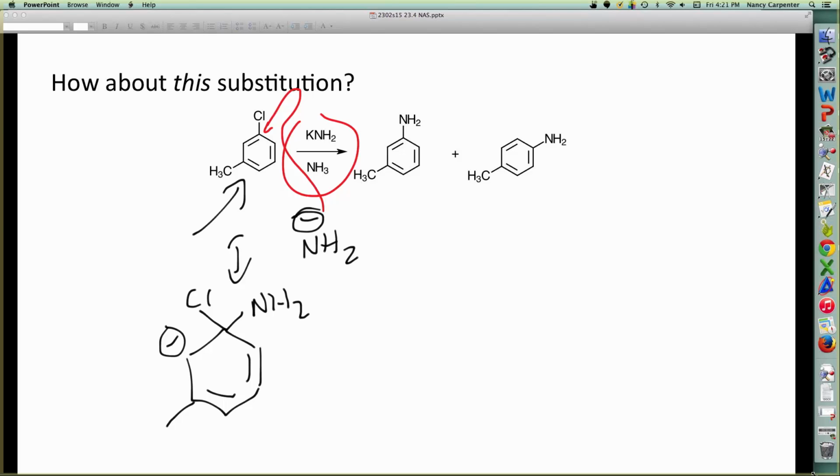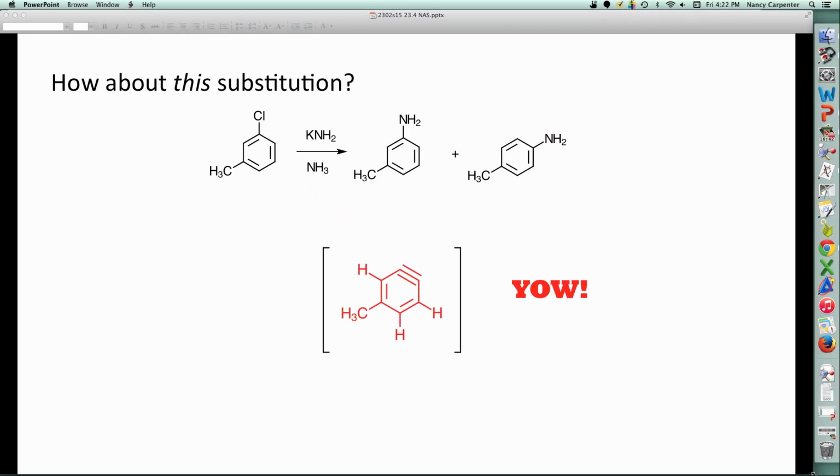And what's worse, how in God's green earth am I going to rationalize that the amino group is para to the methyl? Something's going on here, something fishy. This is a mechanism that proceeds via something known as benzyne.